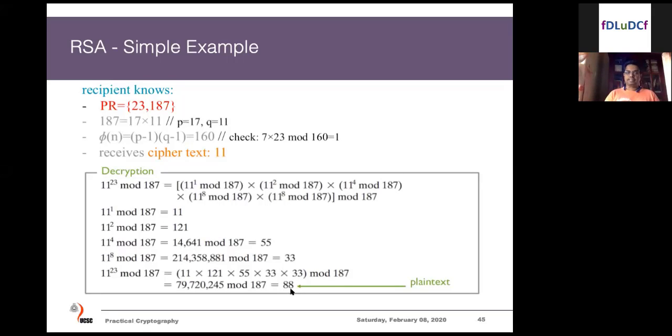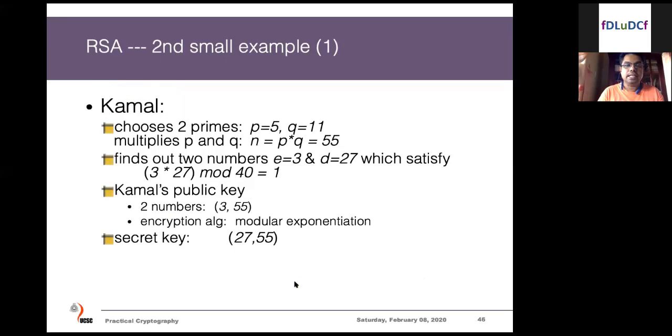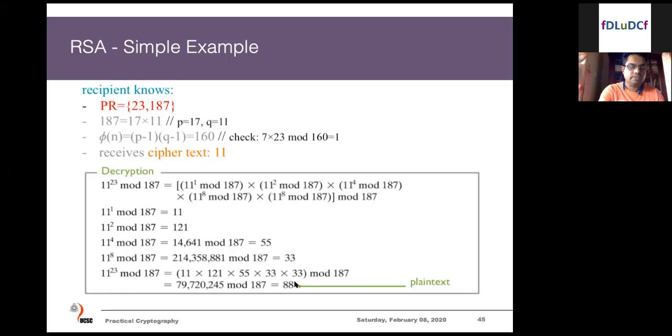That is our plain text, right? So this is ciphertext to the power of private key modulo 187. Let's calculate it. You can calculate it yourself. You might see we ended up with 88. That is how RSA encryption and decryption works. Right. So I will continue this lecture with some more examples next week.